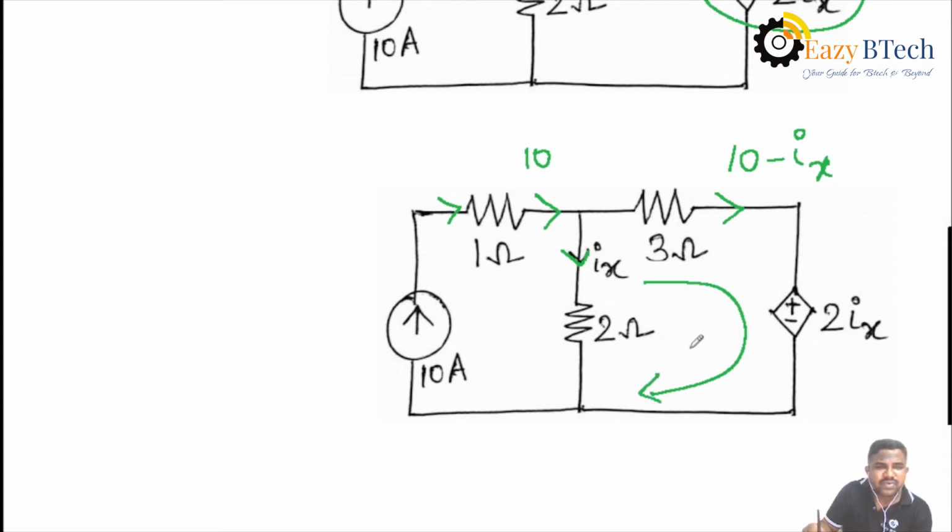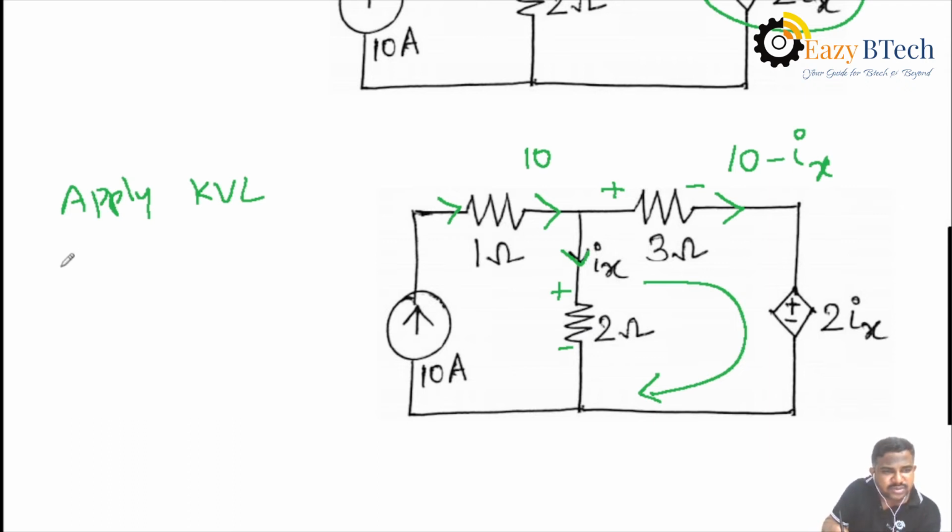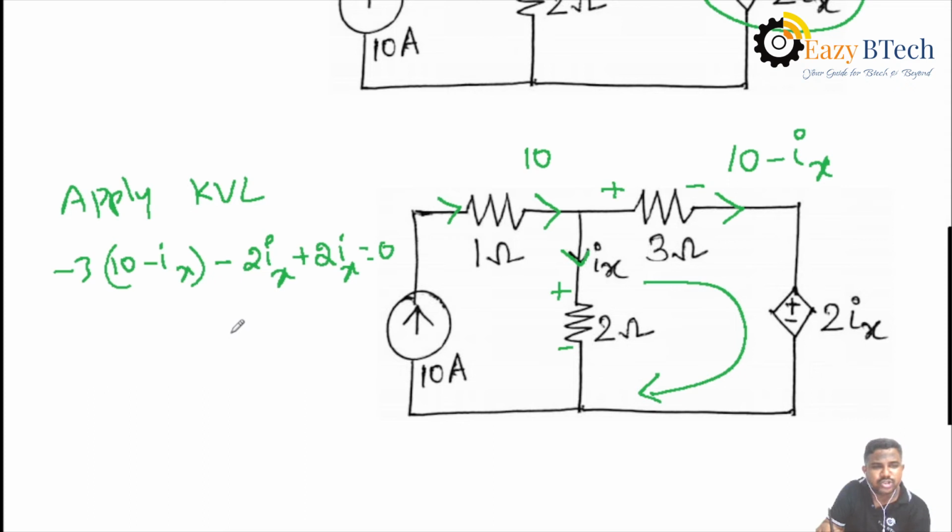Hence, in this step, we can find the unknown current value Ix. Apply KVL to the second loop. We know the current always passes through an element from plus to minus. Then apply KVL here: minus 3 into (10 minus Ix). And also for the source, the current passes from higher potential to lower potential, then 2 into Ix, for the element from minus to plus. Across 2 ohms the drop is 2 into Ix, that equals 0. Here plus 2Ix minus 2Ix will be cancelled.